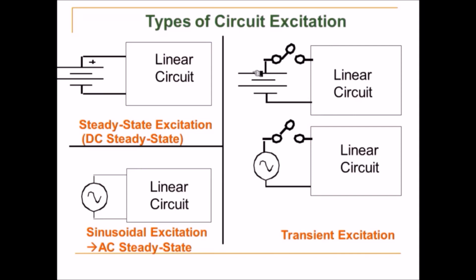The upper one has a DC voltage, so it's called a DC transient analysis. Whereas this one has an AC source, so this is called an AC transient analysis. In our syllabus we have only DC transient analysis. In the rest of the lecture we'll be discussing DC transient analysis.